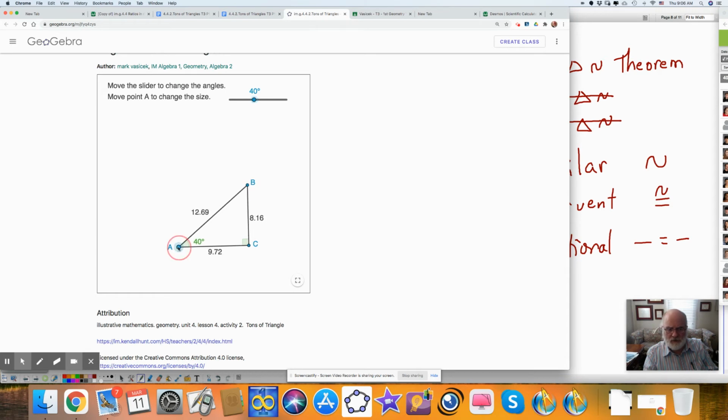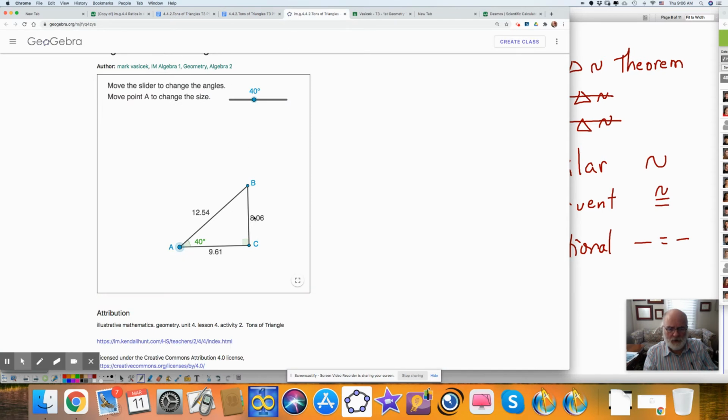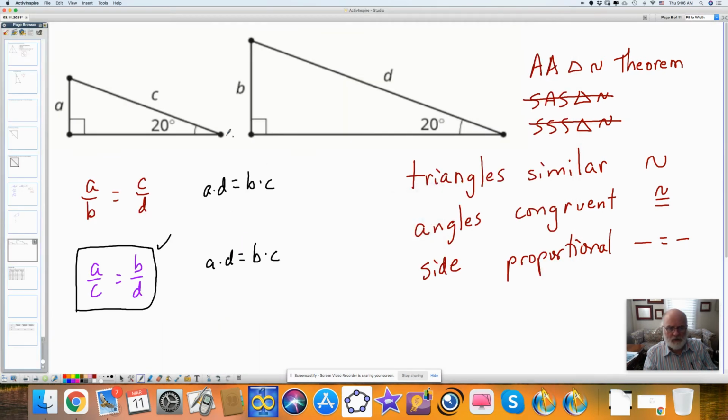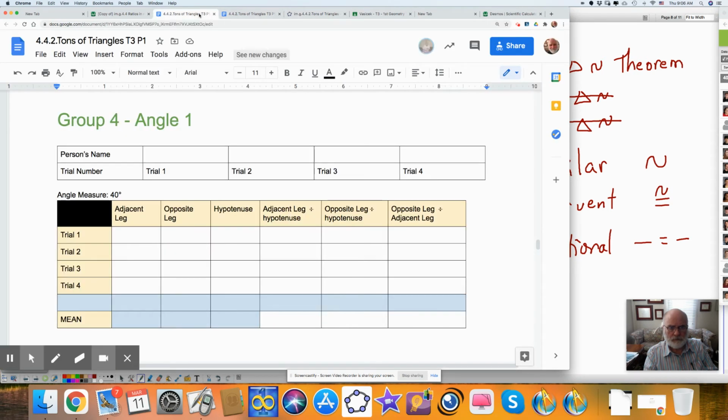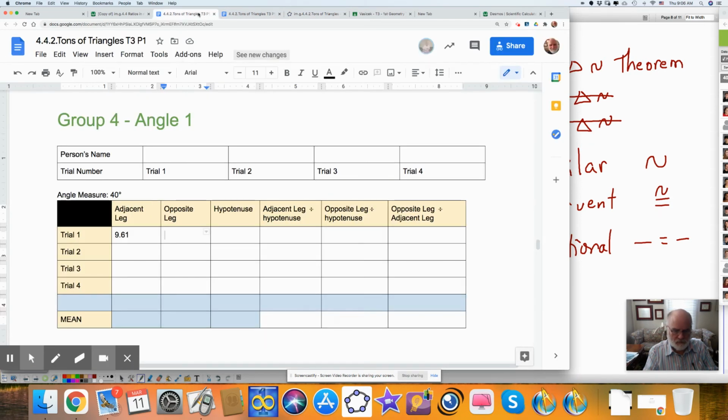So if I were doing this for, how many degrees were we doing this for? If I were doing this for 40 degrees, I could record the numbers. Adjacent, 9.61. Where is it? 9.61. I would record for the opposite leg 8.06. And for the hypotenuse, I would record 12.54. And I could use my Desmos calculator to actually do these calculations.